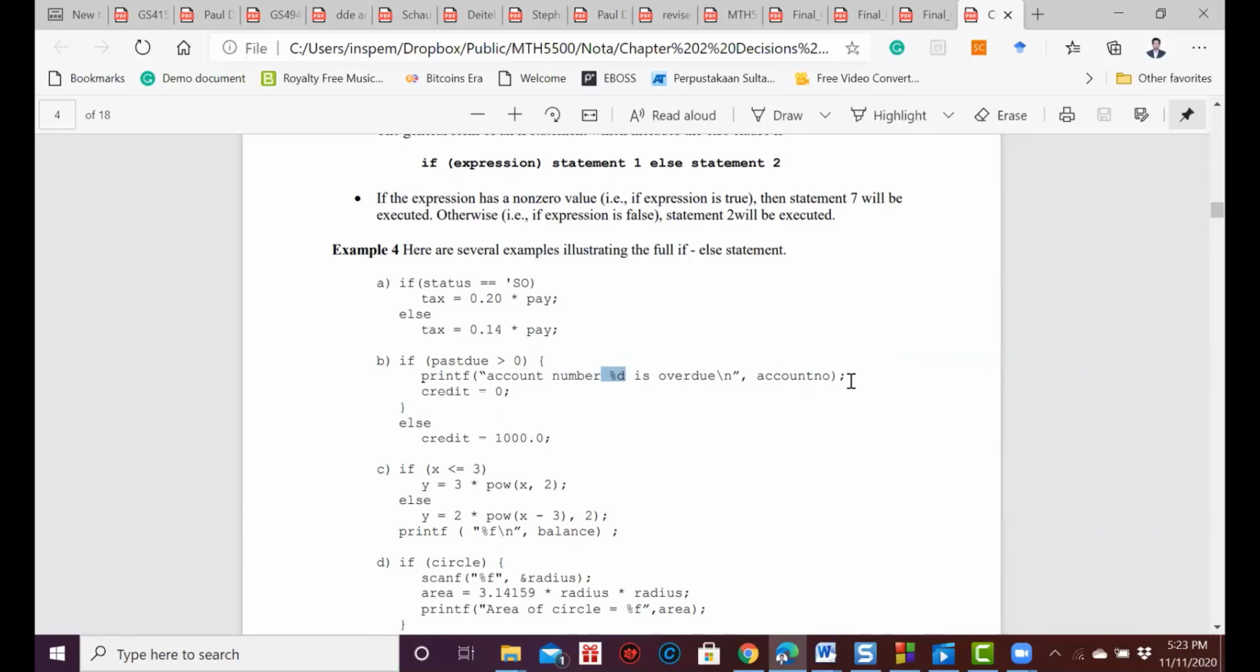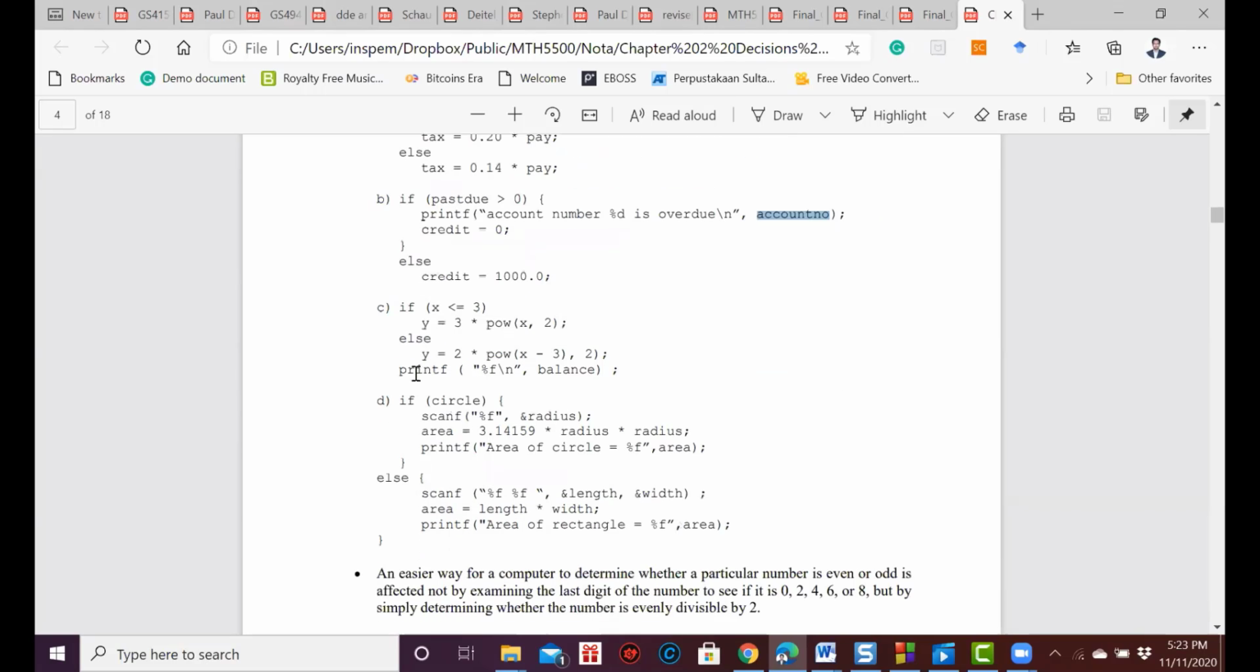So the account number will be replaced in this %d. So account number, let's say 123, is overdue, for example. Credit is equal to 0. Else, credit equal to 1000. If past due is less than 0, then go to the else, so we assign credit to become 1000. Okay, now this is the difference for B.